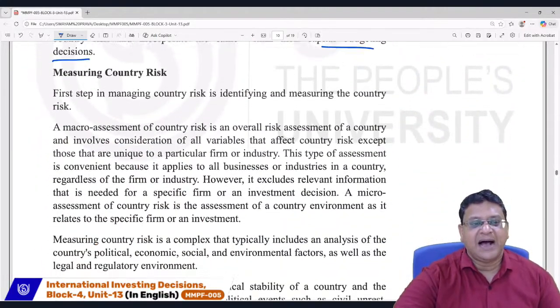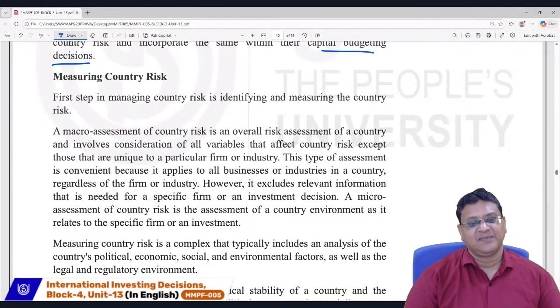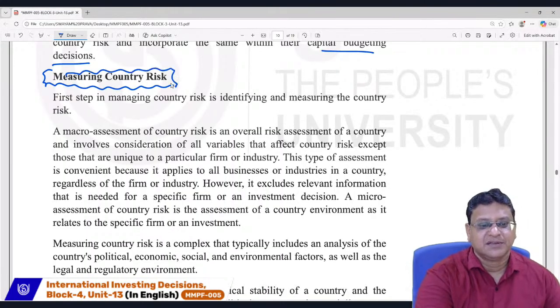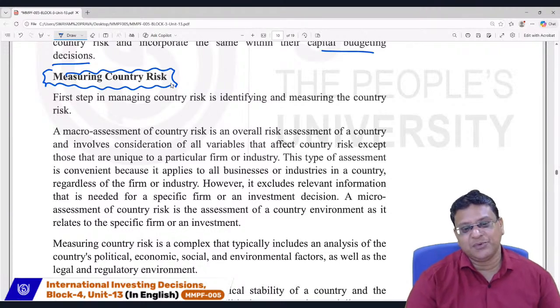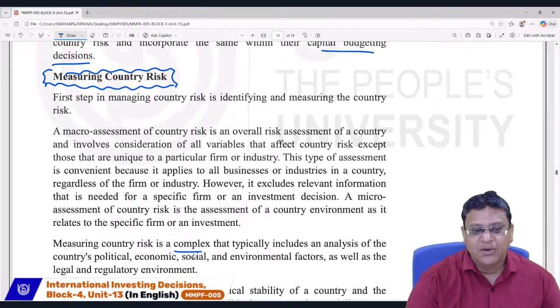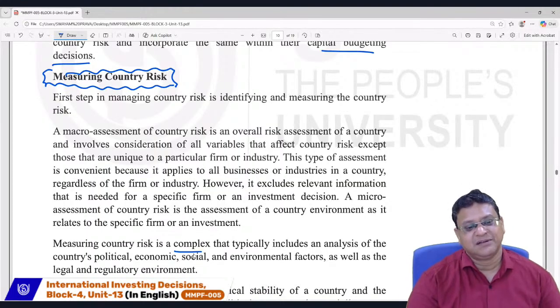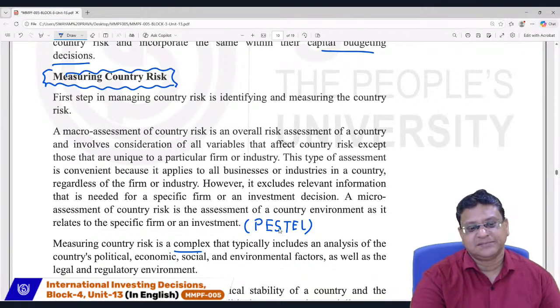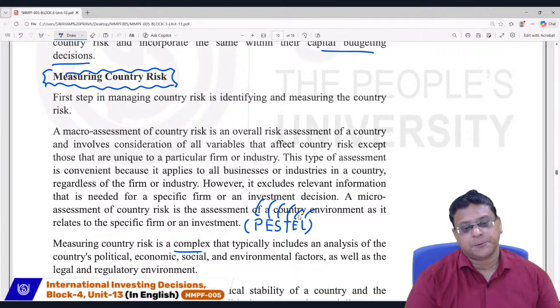Next we will discuss how to measure country risk. Country risk is a complex feature. How to measure it? Before discussing this, as it is a complex thing, let me first tell you the elements of country risk. The elements of country risk can be PESTEL: political environment, political risk, environmental risk, social risk, technology risk, economic risk, legal risk. So you have to make a PESTEL analysis before investing in a country.